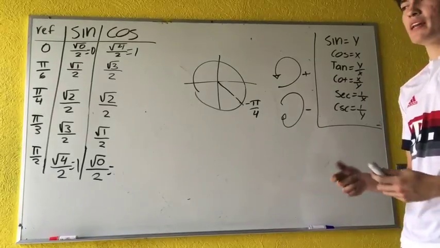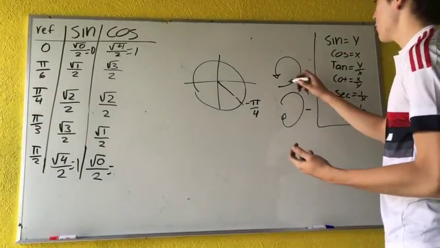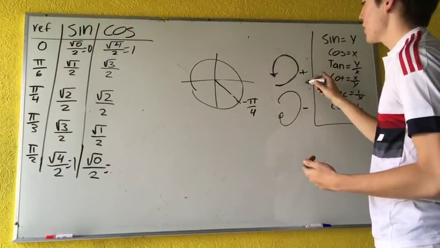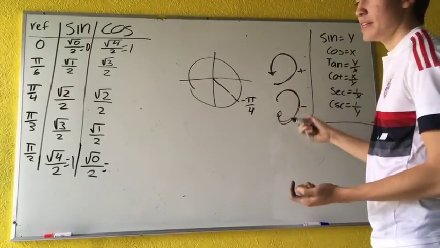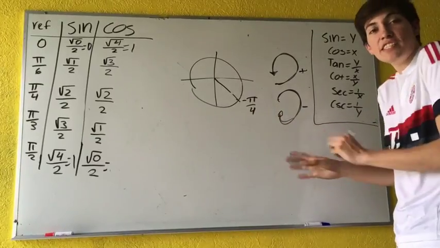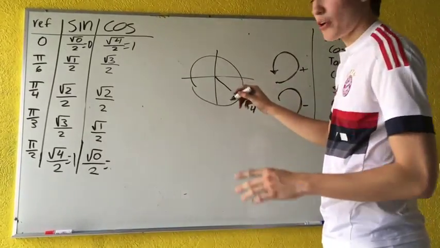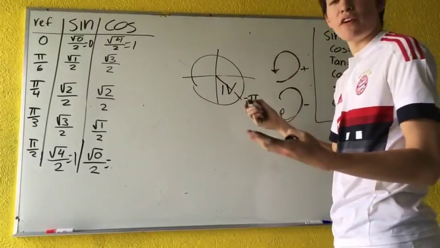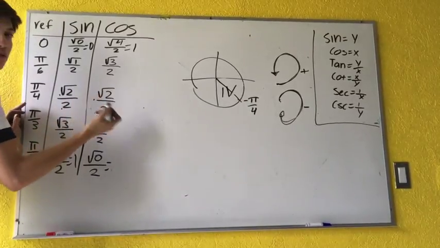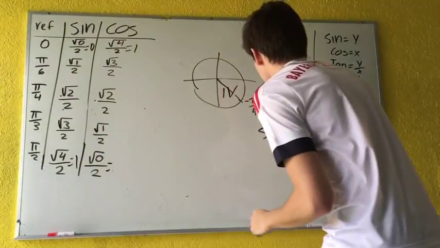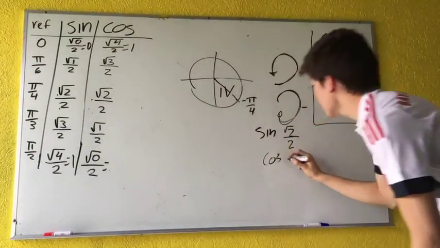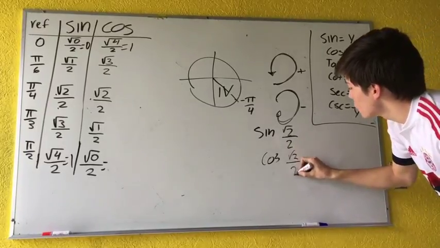But what if we have a negative angle? As you know, if the angle goes this side, it's positive. If the angle goes the other side, it's going to be negative. So for example, let's pretend we have minus pi over 4. It's going to be in quadrant 4. So we go with the reference values. Those are root square of 2 over 2 and root square of 2 over 2. So sine is going to be root square of 2 over 2. Cosine is going to be root square of 2 over 2.